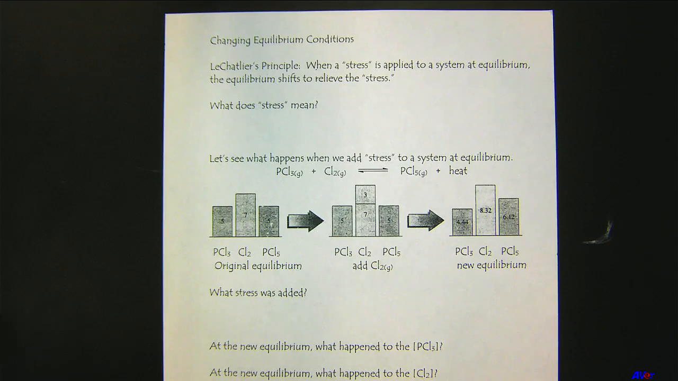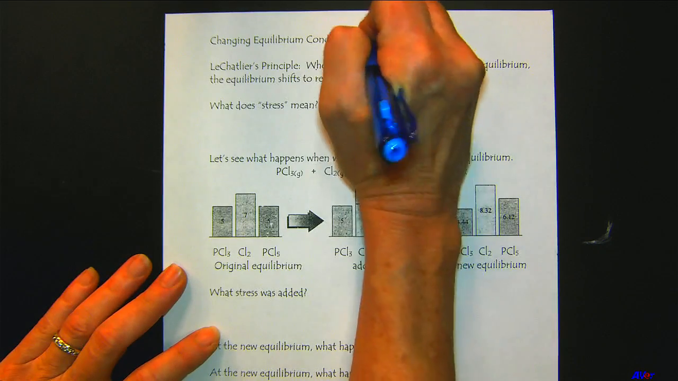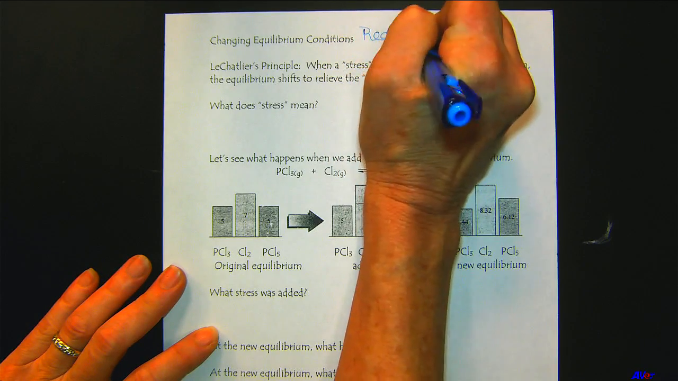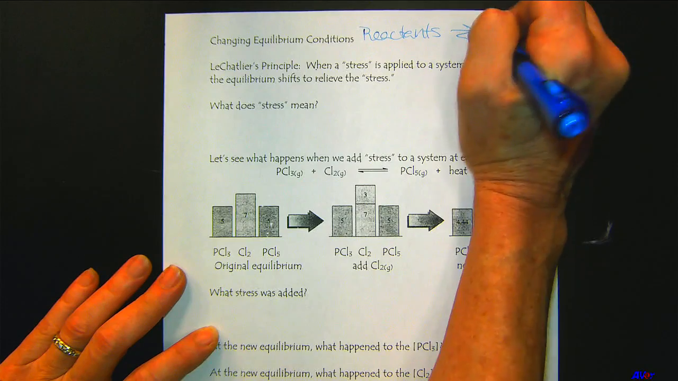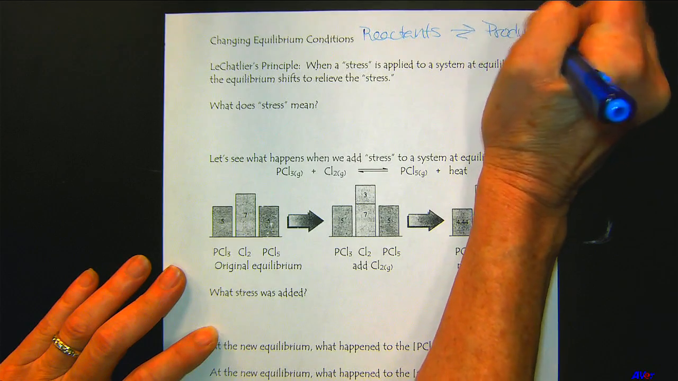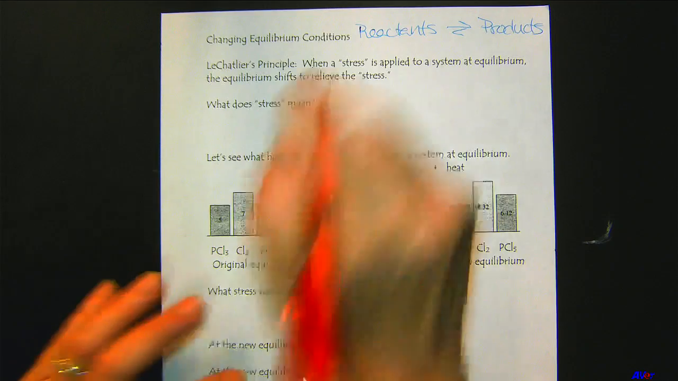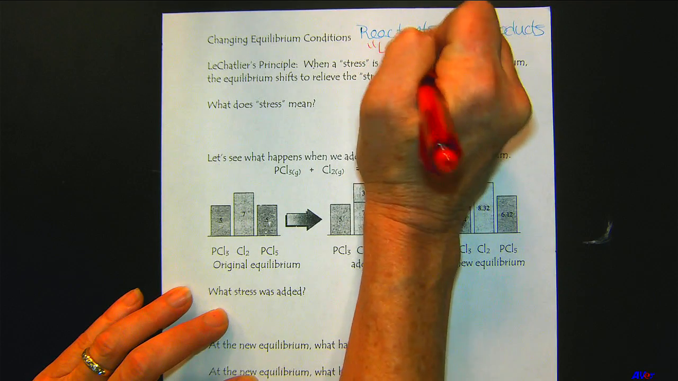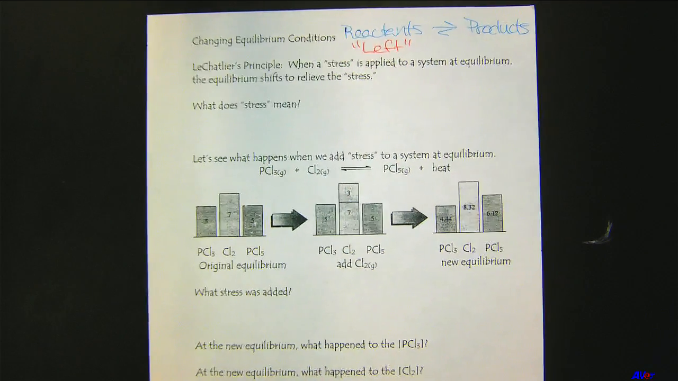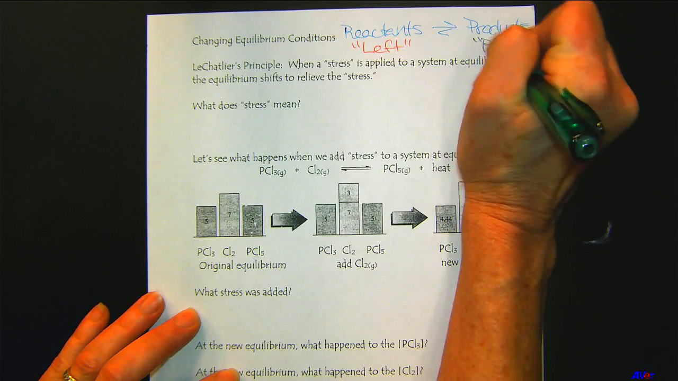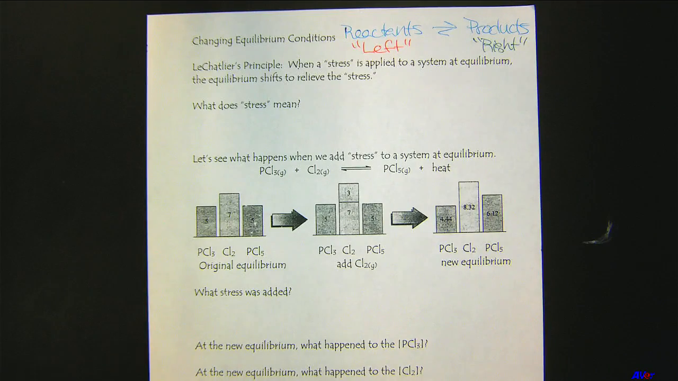Keep in mind that reactants are on the left and products are on the right. We're going to talk about things going to the left or the right, and just remember that that's referring to the reactants and the products. Humans, we know a lot about what human stress is like. What causes stress in a chemical equilibrium situation?